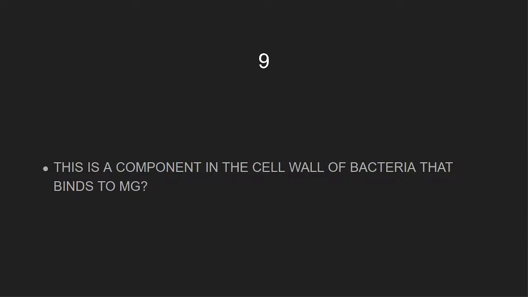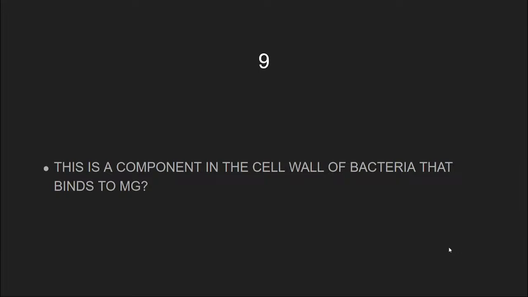This is the component of the cell wall of bacteria that binds to magnesium. Ako, meron bang ganyan, sir? Anong kalokohan yan, sir? Don't forget teichoic acid. Okay? Teichoic acid binds to magnesium, and magnesium is an important element for bacterial physiology. Don't mistake it with teichuronic acid, which we'll talk about later. Okay? It is a different one.